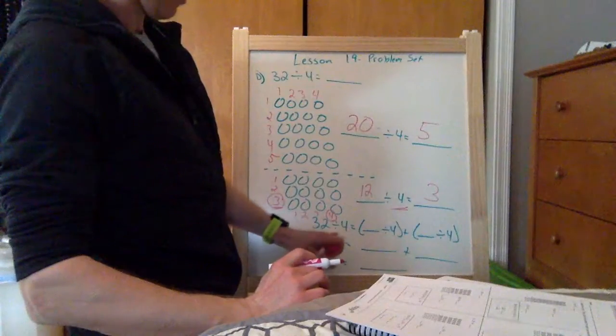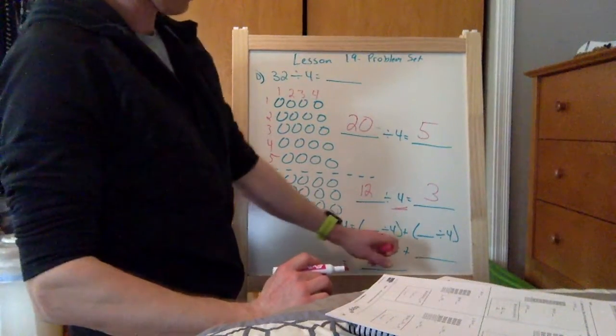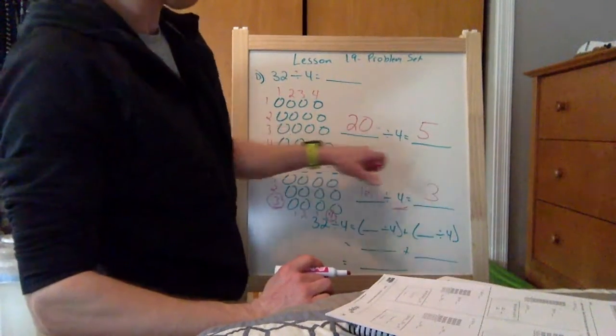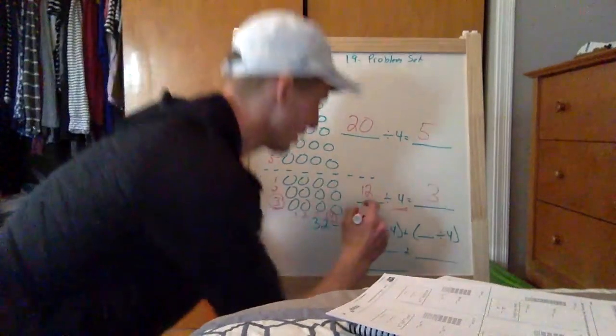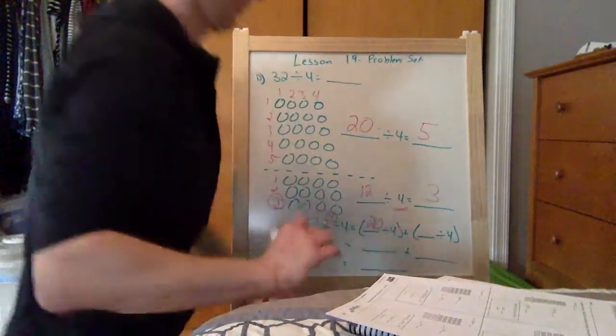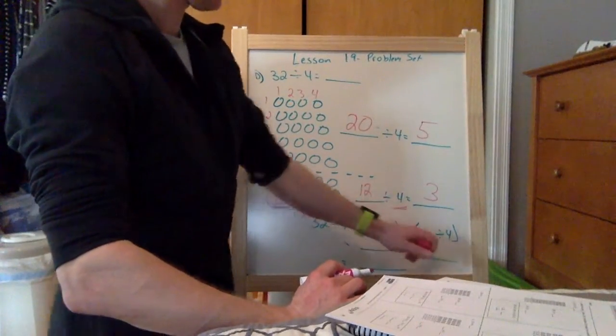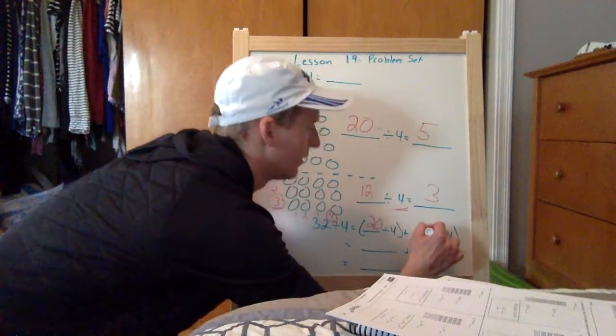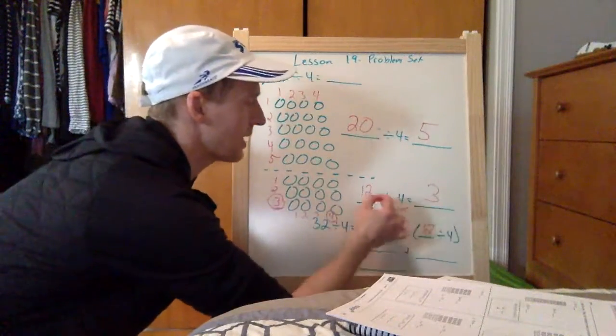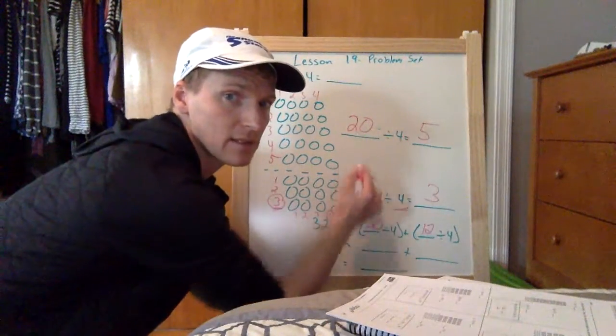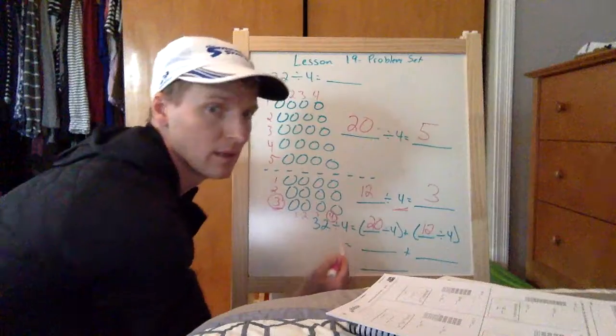They got 32 divided by 4. What divided by 4? It's the first problem. We already filled it in. 20. Plus, now it's the second problem. 12. See, they look the same. They're the same thing. Same exact problems.